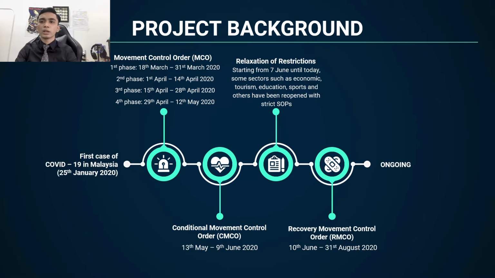Reaching the end of CMCO, the government lifted some restriction orders starting from 7th of June 2020, where we can see the reopening of some sectors such as the education sector, economic sector, tourism sector, and also the sport and recreation sector. However, the removal of this restriction order came with strict SOP that needs to be followed by all Malaysians. In the meantime, we observed that the way the SOP has been done has some flaws, which we will explain more in the next slide. Therefore, we decided to come out with this project idea in order to make sure the implementation of SOP could be done in a more effective, safer and faster way.